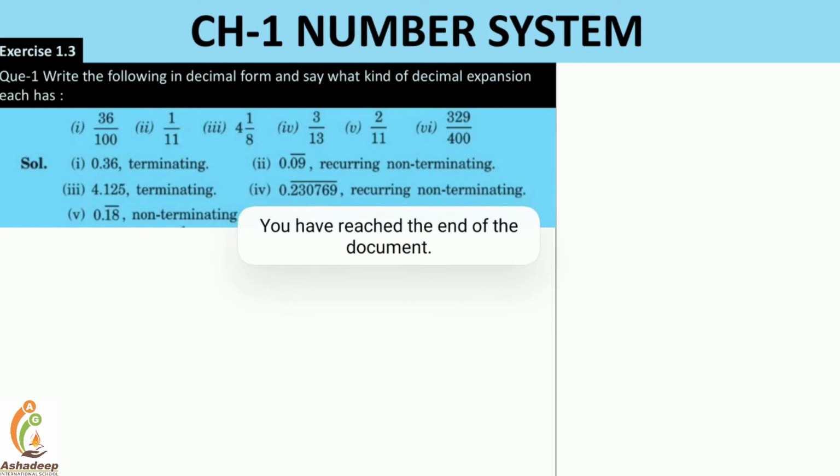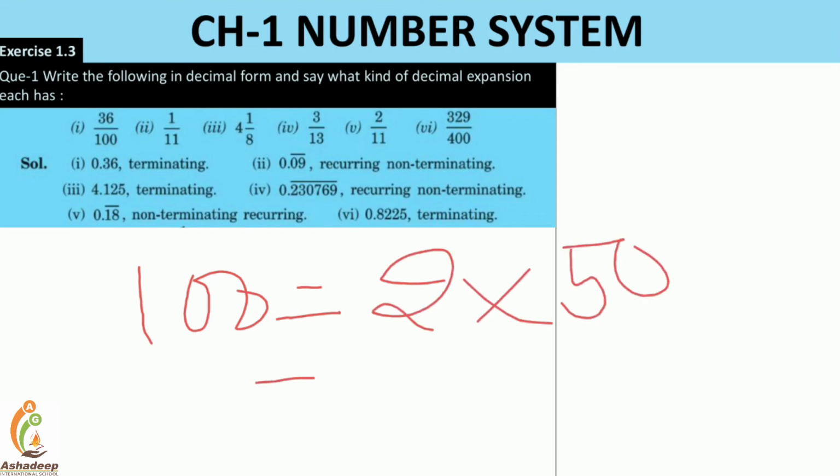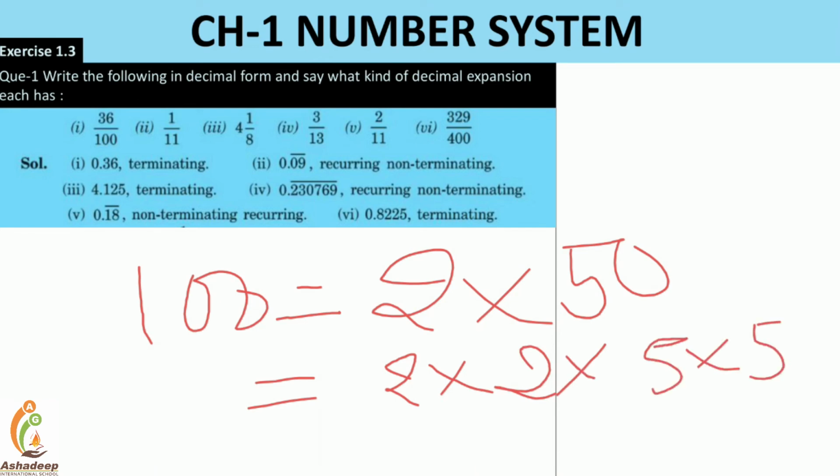See the last question for today. In the previous lecture I made you understand how you can define whether the given number is terminating or non-terminating, simply by seeing the denominator. How? See 100. How can I write down 100? 2 multiplied by 50, it's 2 multiplied by 2 multiplied by 5 multiplied by 5. It is a multiple of only 2 and 5.